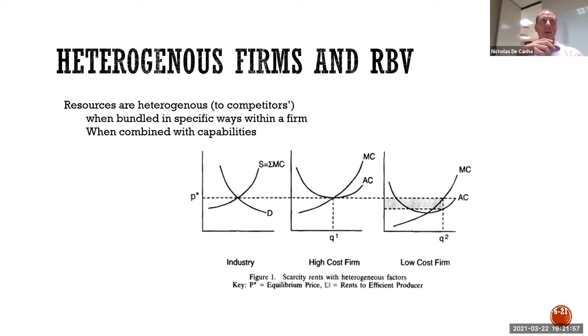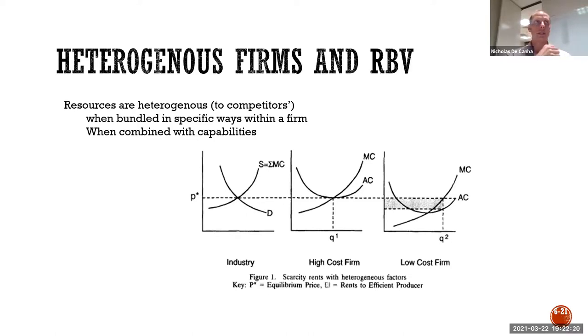A second very key concept here. So we've got the idea that you've got assets in a business. A second key issue is that firms are heterogeneous. They are not the same. The way you've packaged your resources together is different from your competitors. And the variety is nearly infinite.